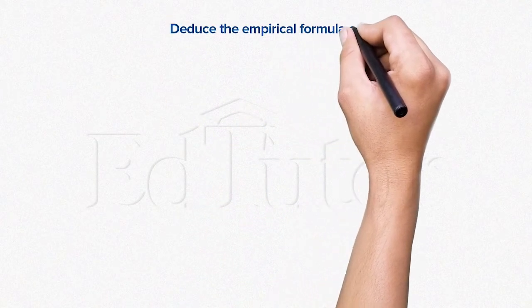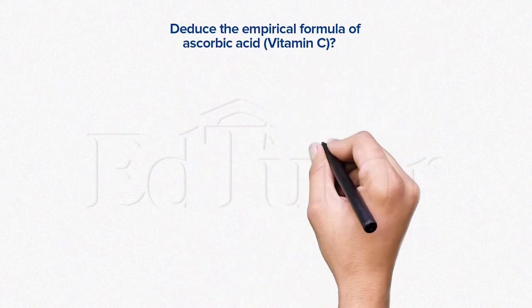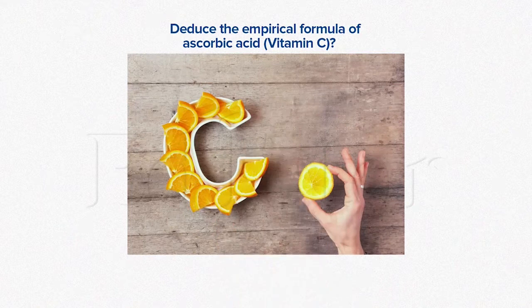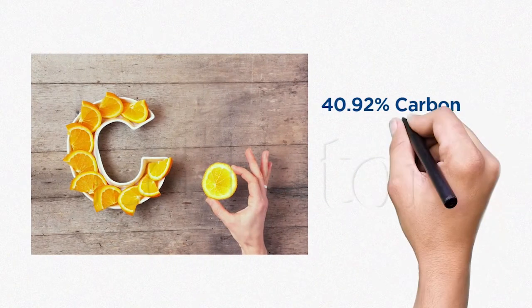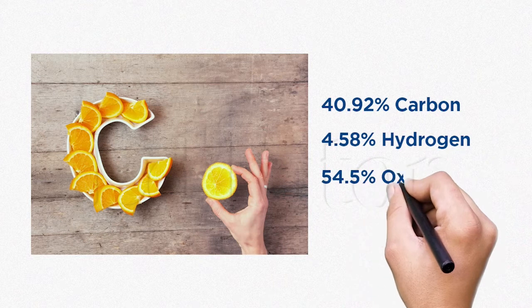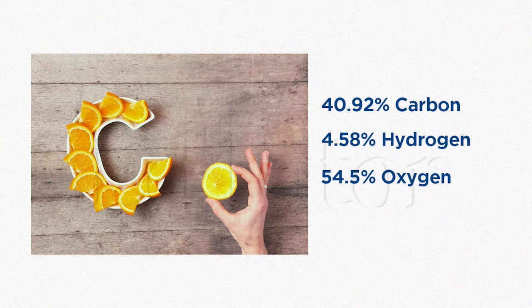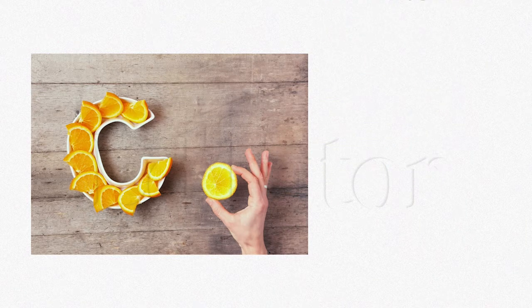Using the 4 steps, deduce the empirical formula of ascorbic acid, also known as vitamin C. Ascorbic acid contains 40.92% carbon, 4.58% hydrogen, and 54.5% oxygen by mass.